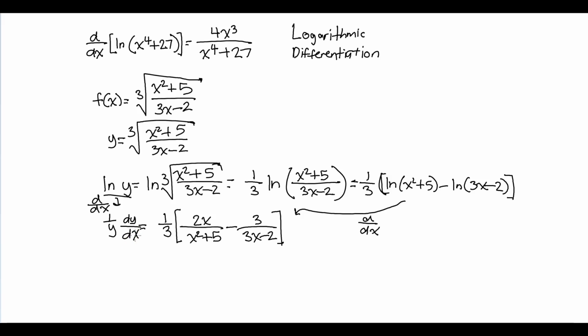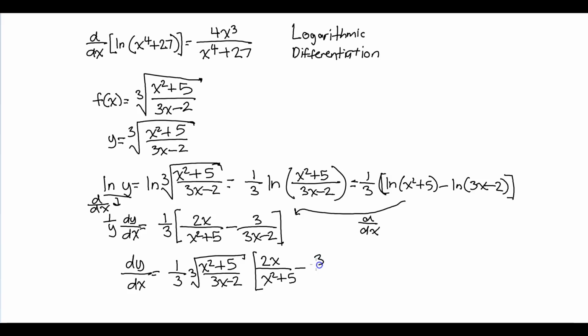Now you can multiply both sides by y, and you get 1/3 times the cube root of x squared plus 5 over 3x minus 2, times the quantity of 2x over x squared plus 5 minus 3 over 3x minus 2. So we turn this crazy looking derivative into something much, much easier.